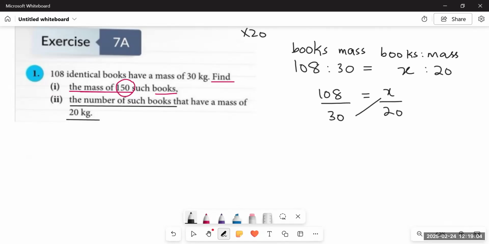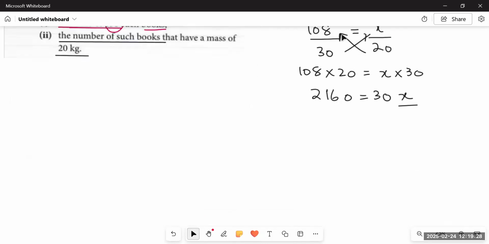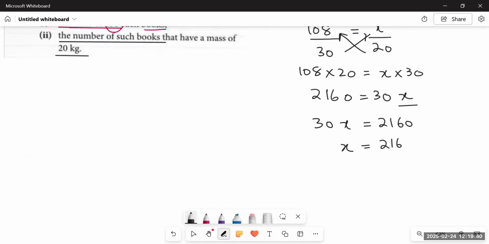Next, what are we going to do? We will cross multiply them. So it becomes 108 multiplied by 20 is equal to x multiplied by 30. Next, we are going to multiply 108 by 20. The answer would be 2160 is equal to 30x. Remember, students, whatever variable you are provided with, just try to keep it on the left-hand side. That is, make it your subject. So we can write it as 30x is equal to 2160. What should I do next? I would remove 30 from here and it becomes 2160 divided by 30. So I'll divide it by 30 and the answer to this would be 72.